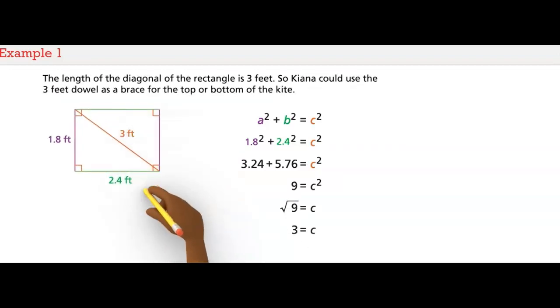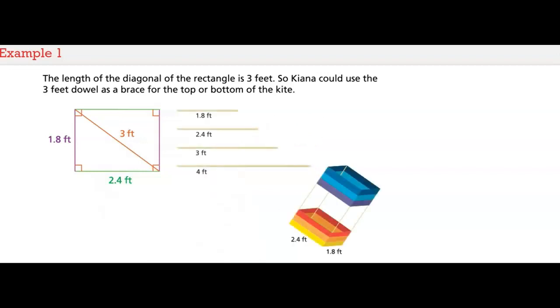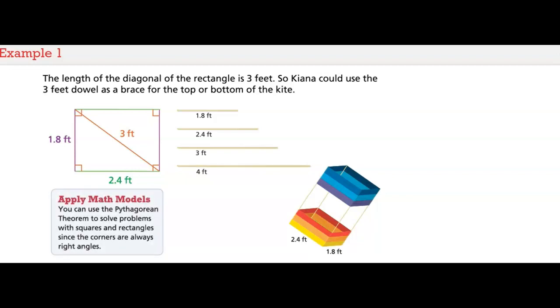The length of the diagonal of the rectangle is 3 feet. So Kiana could use the 3-foot dowel as a brace for the top or bottom of the kite. She could also cut the 4-foot dowel to a length of 3 feet. You can use the Pythagorean theorem to solve problems with squares and rectangles, since the corners are always right angles.